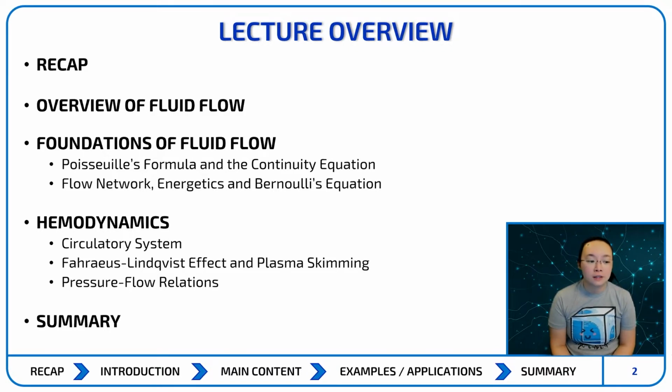But the truth is, no matter what you do, if you present a model for something that is in real life, it may not always be accurate. So we also have to familiarize ourselves with different types of effects that could affect blood flow in real life. So that would be the Fahraeus-Lindqvist effect, as well as plasma skimming. Those two I'll go through in a little bit of detail. And then afterwards, I'll go through some pressure flow relations.